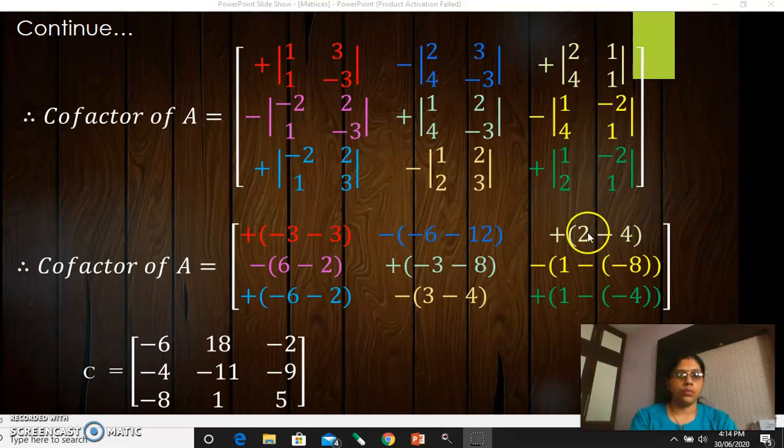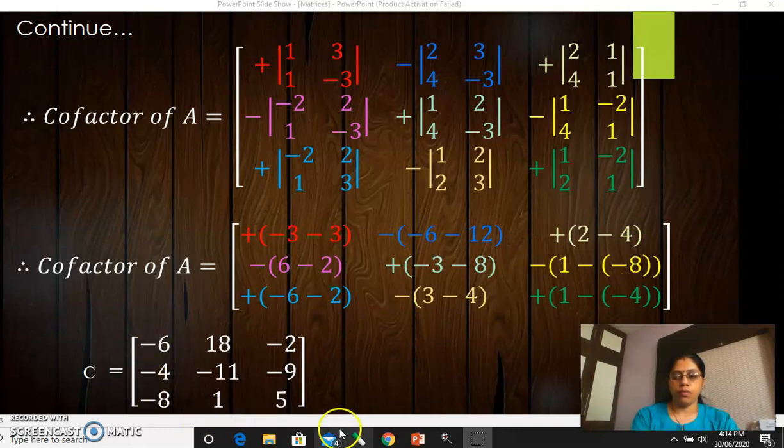So 2 minus 4. This is 6 minus 2. Minus 3 minus 8. 1 minus minus, plus 8. It becomes plus. Next, minus 6 minus 2. 3 minus 4. 1 minus minus, again it becomes plus 4. That way you have to calculate the corresponding addition and subtraction. I hope you can do it.